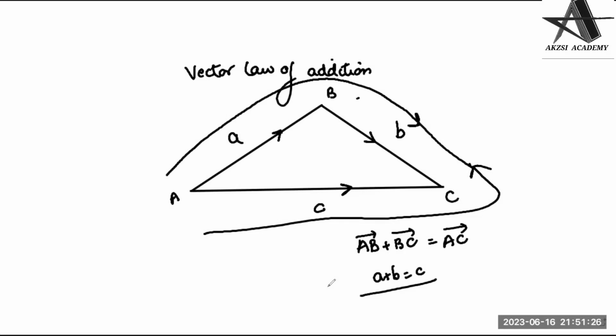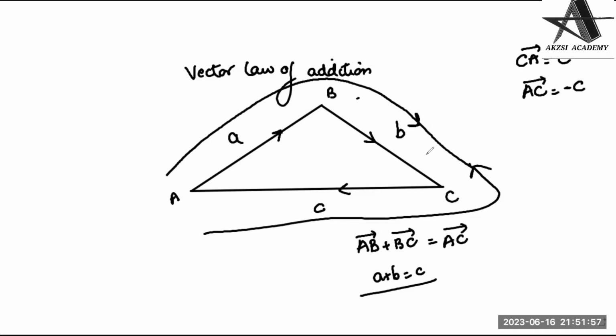They can never have the same direction, otherwise it will become cyclic. That means suppose the direction is like this. Obviously, you can't apply the triangle law of addition if they are moving like this. Then you have to reverse the direction. Reversing the direction means, suppose in this question it's given like this, C to A is vector C. If you reverse the direction, A to C, this will become negative C.